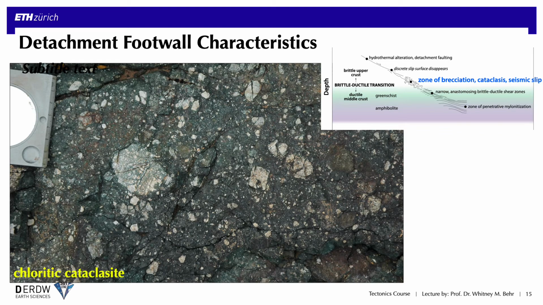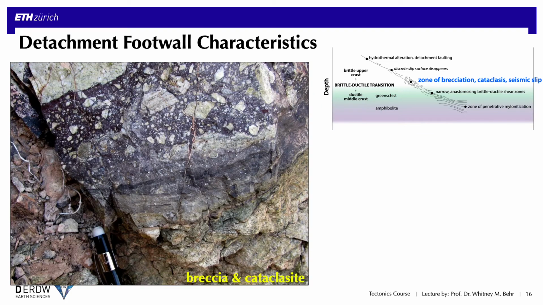Here's an example of a chlorite-rich cataclastic zone, suggesting that some of these brittle fault rocks are starting to approach the greenschist facies conditions where chlorite is a stable mineral phase.